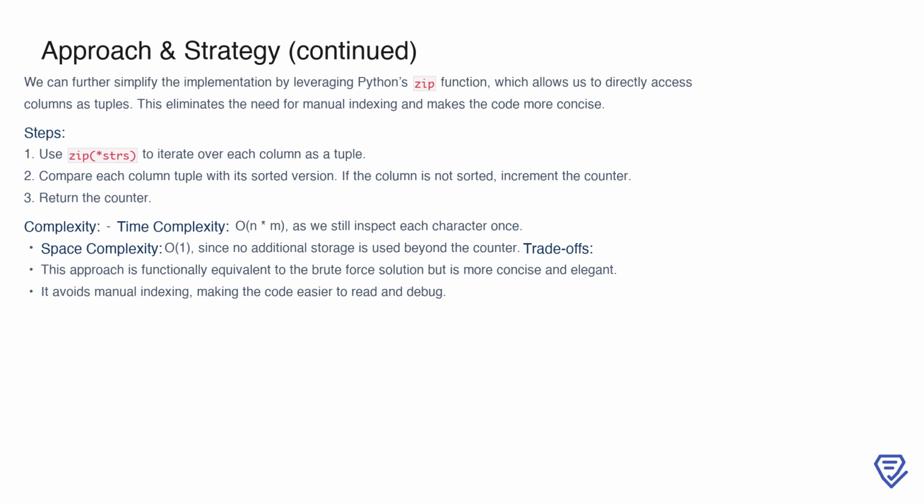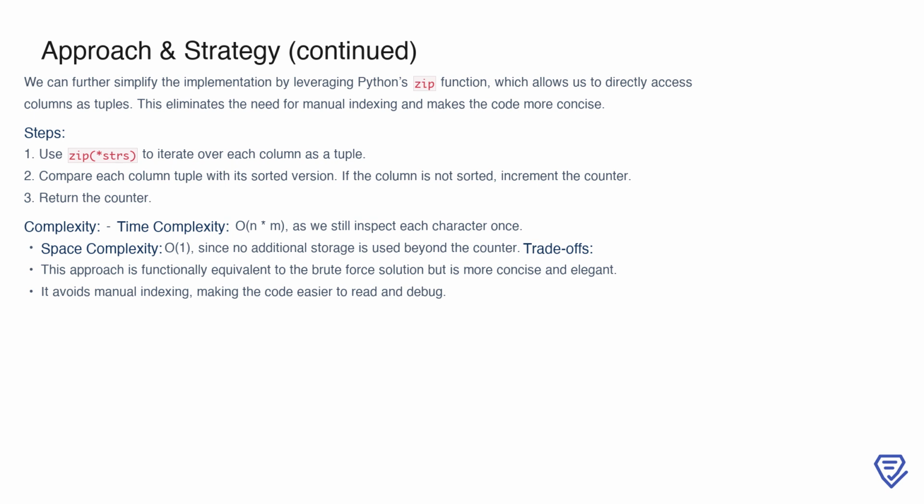Here's how it works. By applying zip(*strs), we effectively transpose the grid of strings, so each column becomes a tuple that can be iterated over. For each column tuple, we compare it to its sorted version. If the column is not already sorted, we increment our unsorted column counter.